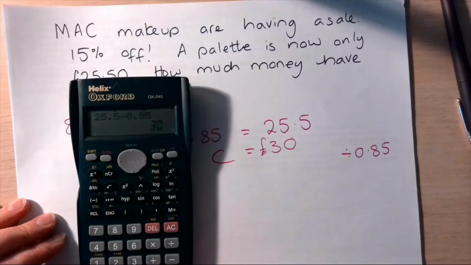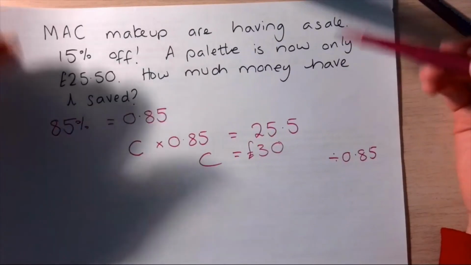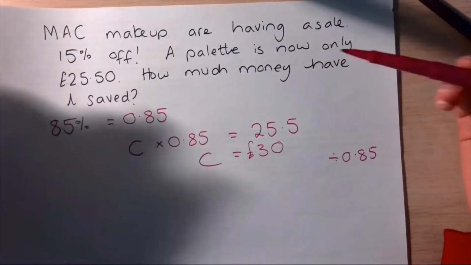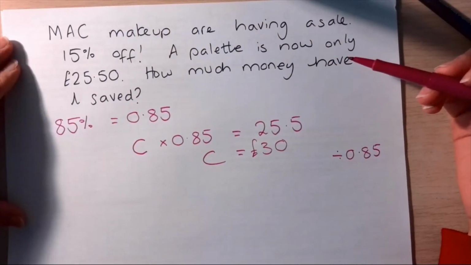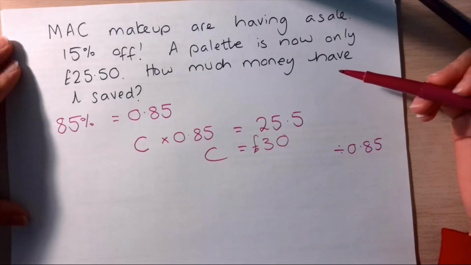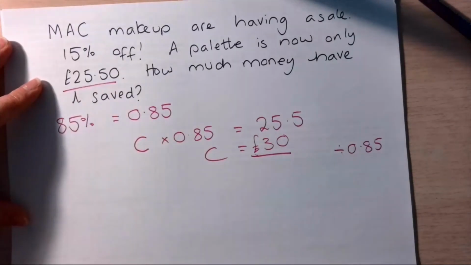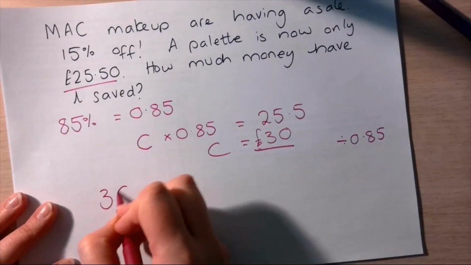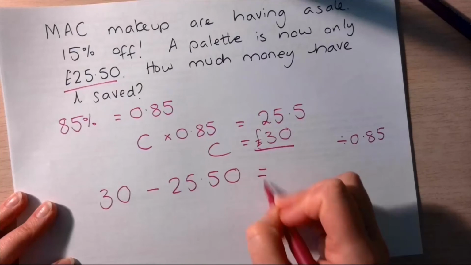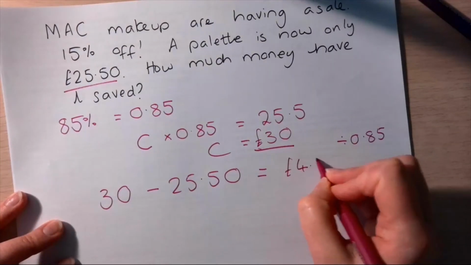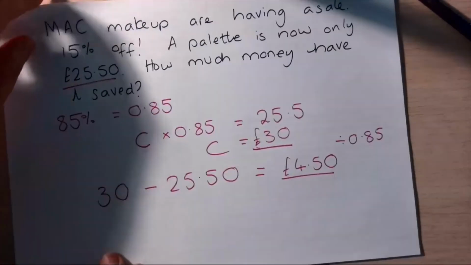Okay, now this is where we have to remember to go back and check the question. So like I always tell you, we read the question once, we read it twice, we answer the question, then we read it again and make sure we've answered it. Because in this case, we're not being asked to find out the original amount, we're asking how much money has been saved. So if we know the original amount was £30 and we've actually paid £25.50, we can calculate the saving. So we've got 30 subtract £25.50, which tells us that we've saved £4.50. Okay, so there's your answer for this question. So always be careful with those questions.